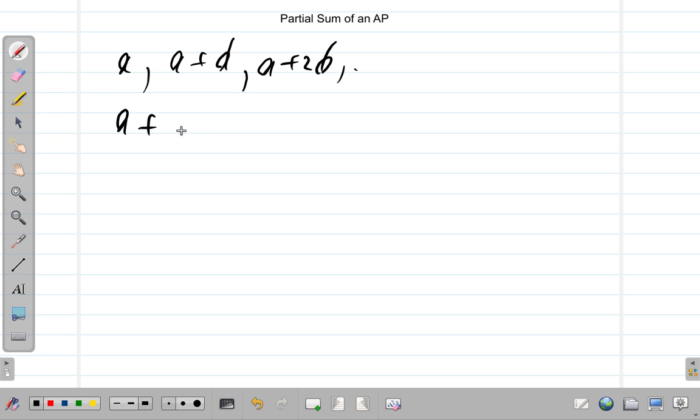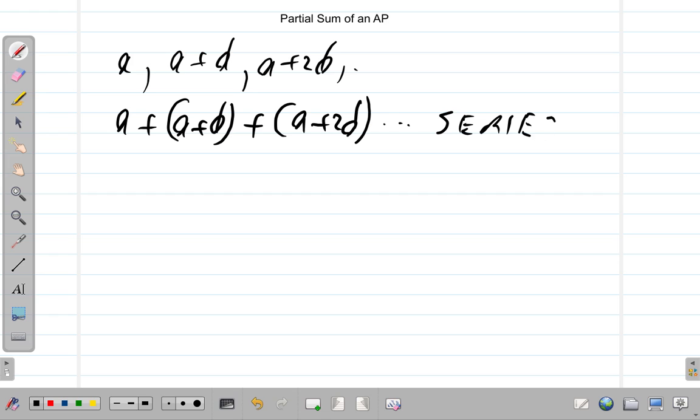So a plus d plus a plus 2d and so on is a series. When you add them, you get a series. So when you just have the numbers, what you get is a sequence. When you add the terms of a sequence, you say this is a series. All right.